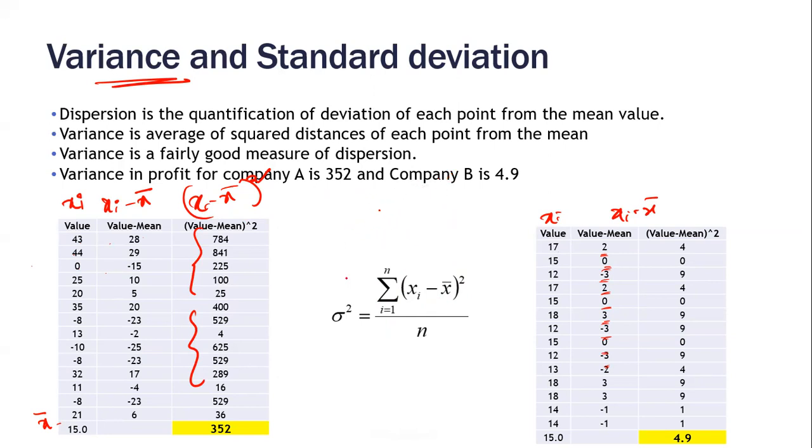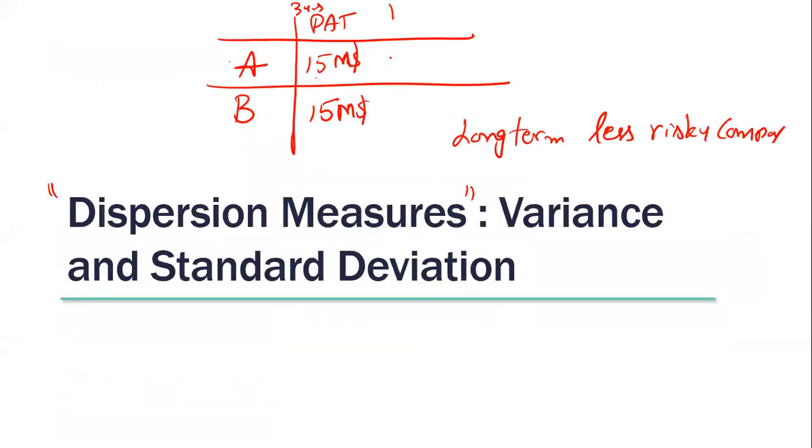That is variance. In this course, whenever you see a formula, you do not need to memorize it. No need to memorize any of the formulas. However, we have to understand, but memorization of the formulas is not required. It's good to understand, that's it. Okay. Variance for company A is 352. Variance for company B is 4.9. So apart from giving the mean value, if I would have given you variance for company A 352, variance for company B is 4.9.